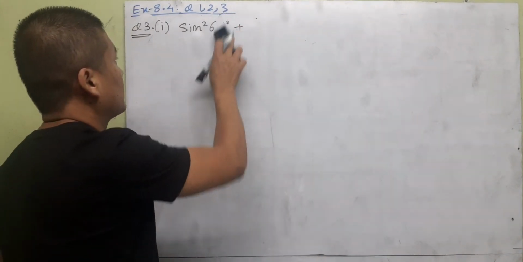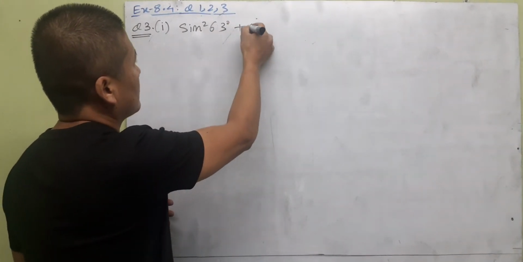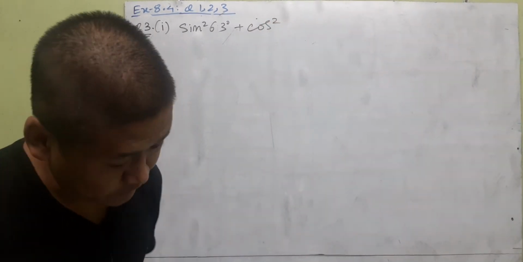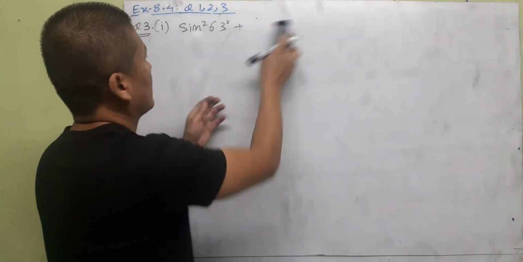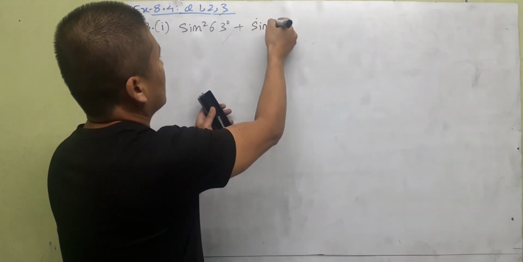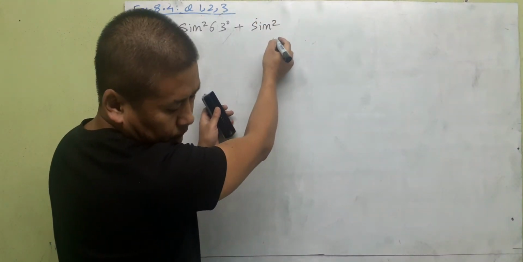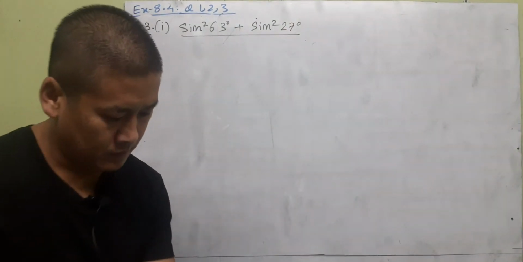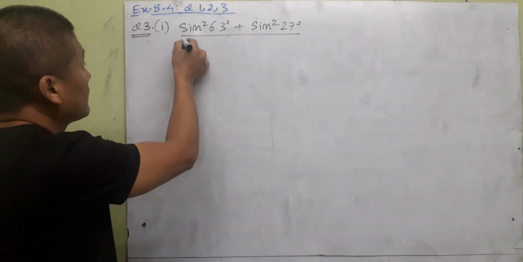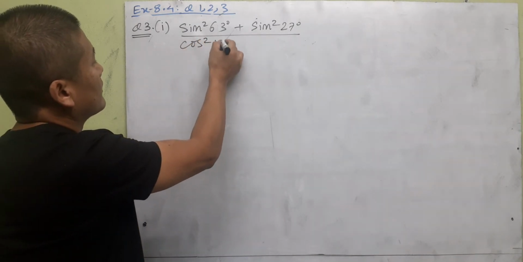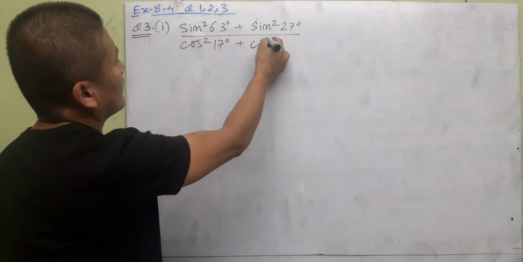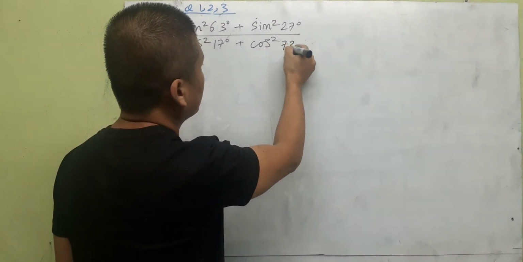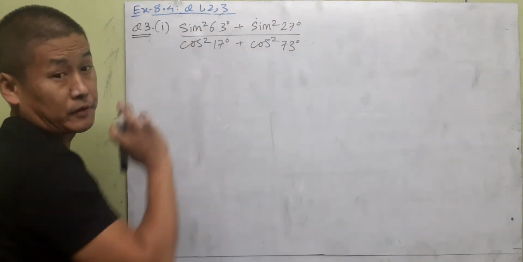sine square 63 degree plus cos square, sine square 27 degree divided by cos square 17 degree plus cos square 73 degree. Now 63 plus 27 we know is 90.